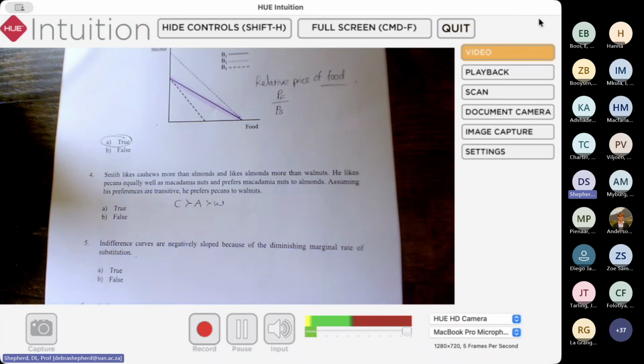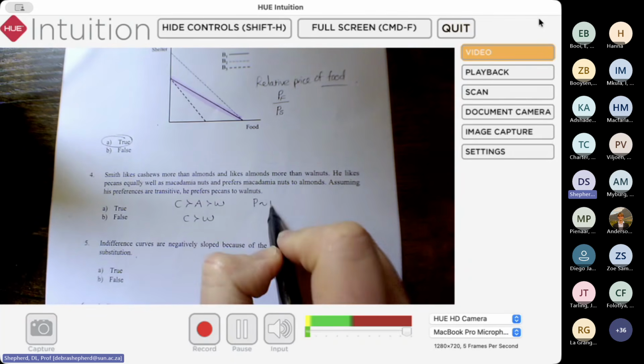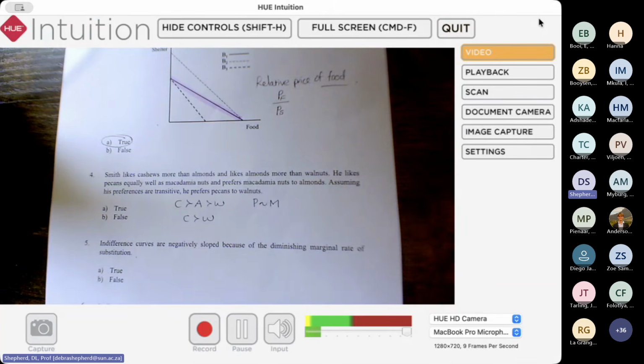C, preferred to walnuts. He likes pecans equally well as macadamias, and prefers macadamia nuts to almonds. So macadamia nuts are preferred to almonds. Assuming his preferences are transitive, he prefers pecans to walnuts.